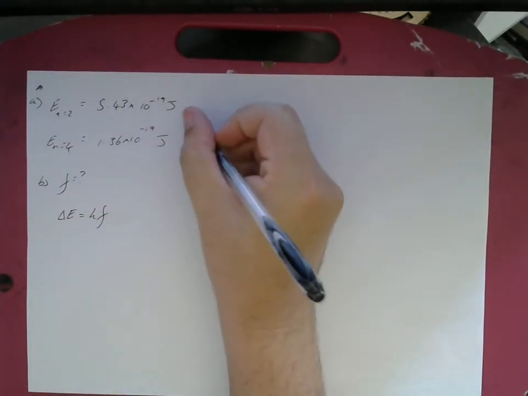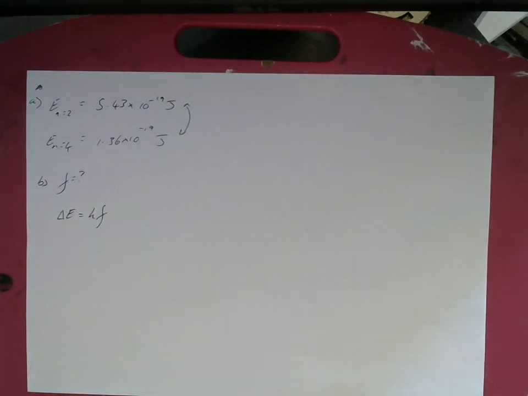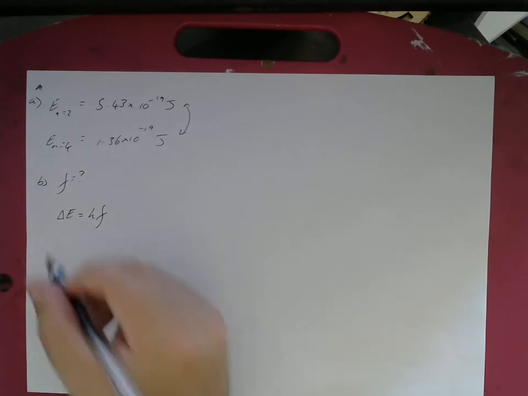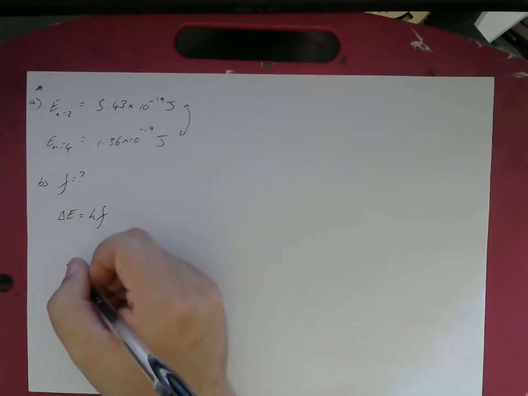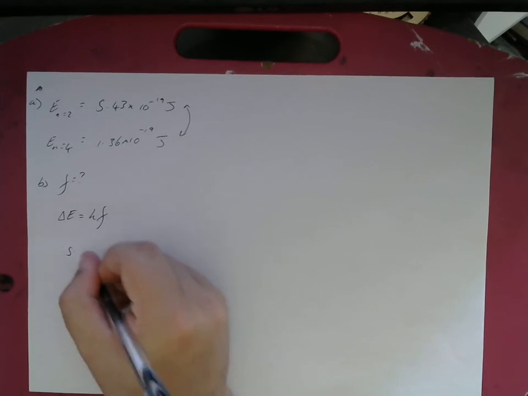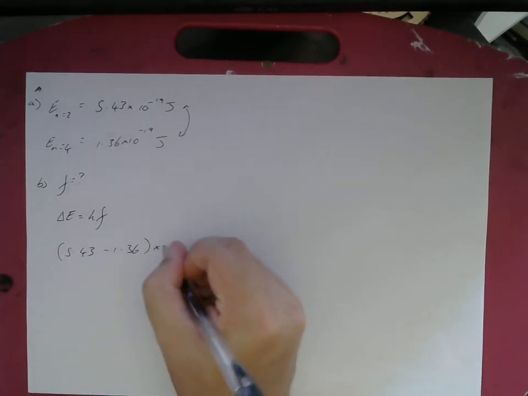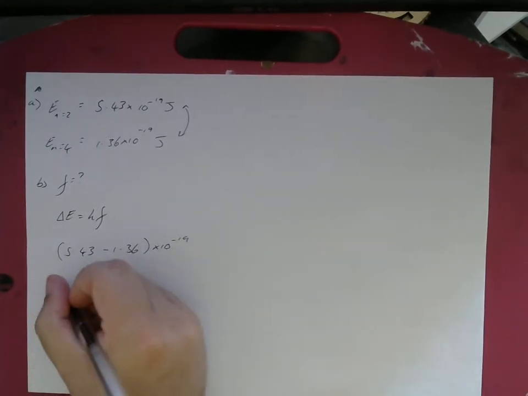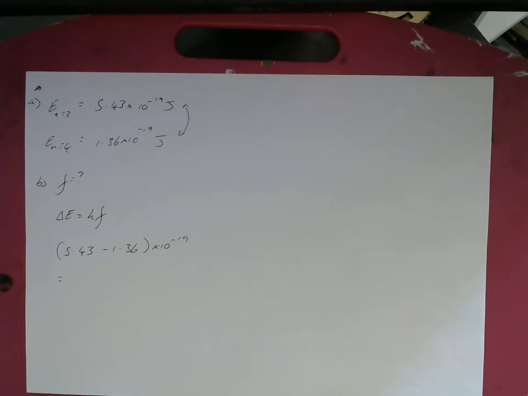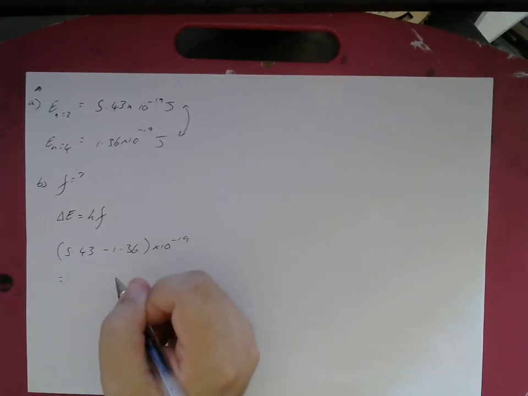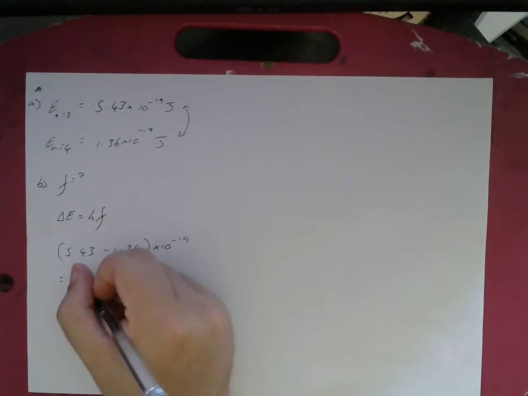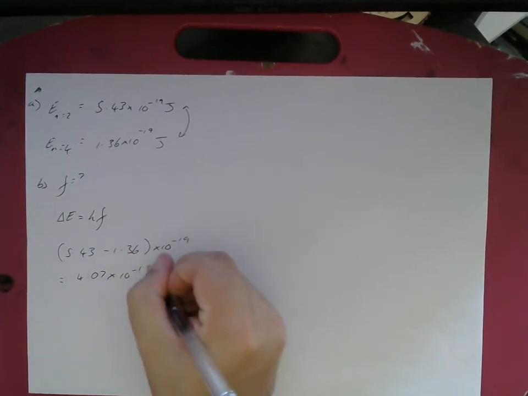Yep, so 5.43 take away 1.36, and they're both times 10 to the negative 19. That is going to be 4.07 times 10 to the negative 19. It will be a negative in this case because it's being emitted. I'm just going to put there brackets, emitted. And we want to convert that into a frequency.